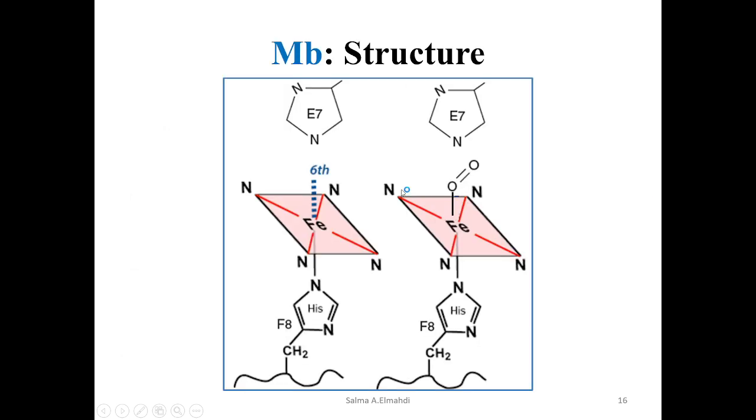This is another representation. These are the four nitrogens of the tetrapyrrole rings. This is ferrous iron in the middle. The fifth coordination position is linked to the nitrogen of the proximal histidine, F8. The sixth position here is free because it is not yet oxygenated, and this is the distal histidine E7. Oxygen comes and binds to the sixth position of ferrous iron, and the distal histidine remains free.